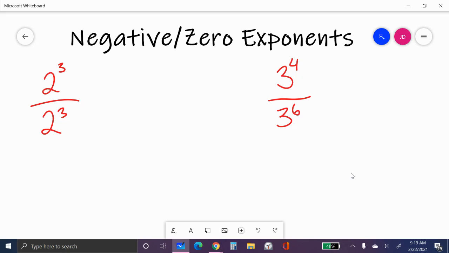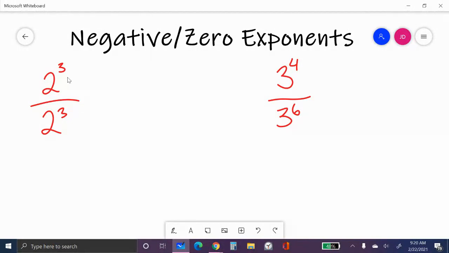In today's video, we are going to be covering negative and zero exponents. So in the last lesson, we learned about the laws of exponents, and sometimes we might get a negative exponent or a zero. And so let's dig into what happens in those situations.